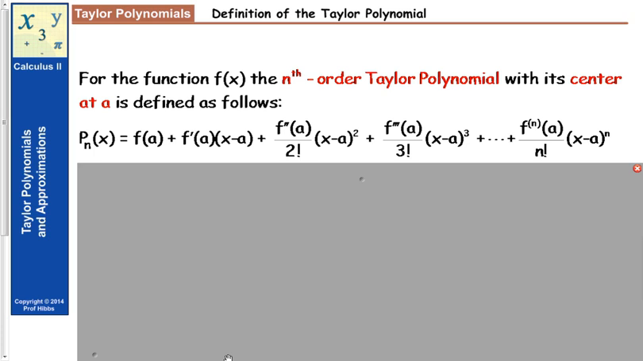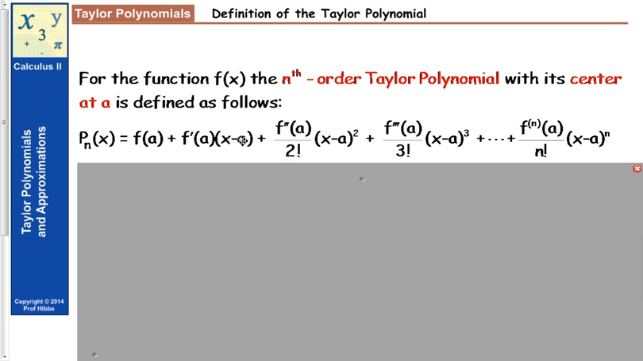If we're given a function f of x, the nth order Taylor polynomial with its center at a, a while ago we had the center at 0, is defined as follows. P sub n for nth order is equal to the original function evaluated at a, which is the center of the Taylor polynomial, plus the first derivative of the function f, evaluated at a, the center, times the binomial x minus a.